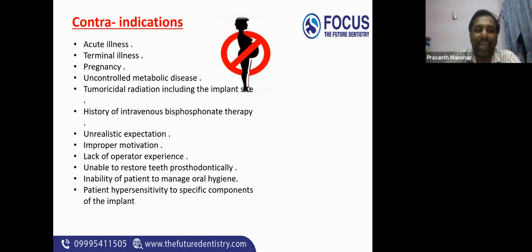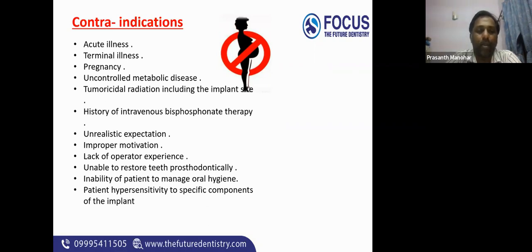Patients with unrealistic expectations is a contraindication. Improper motivation, a patient without motivation, definitely is a contraindication. Lack of operator experience, definitely implant procedure should be done by an experienced hand. Now, unable to restore the teeth prosthodontically. See, the patient doesn't want an implant, the patient wants replacement teeth. So if you are not able to provide a prosthetic tooth over the implant, then definitely it is a contraindication. The patient has come to you demanding teeth, not an implant.